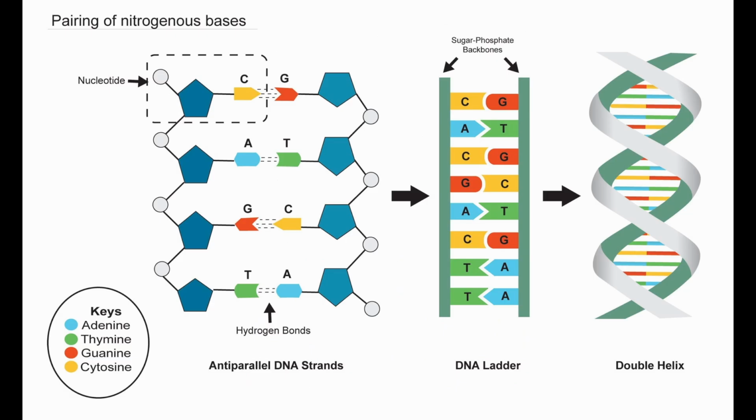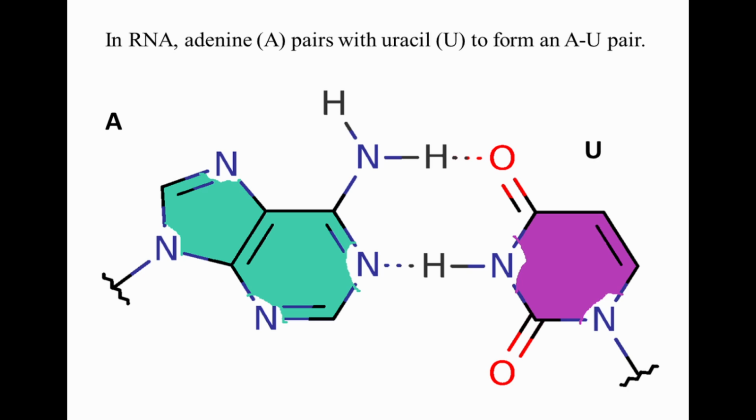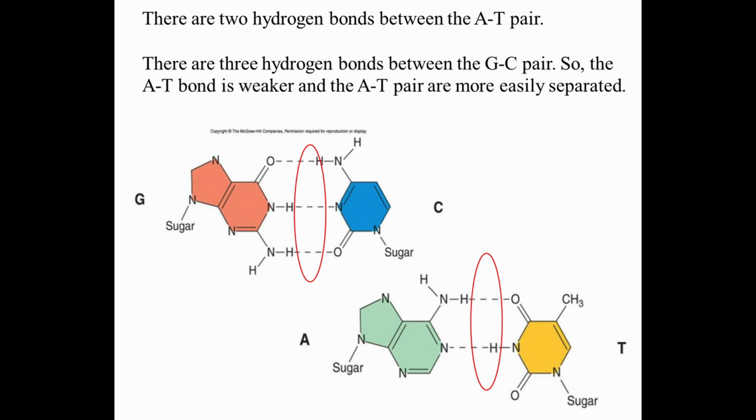The nucleobases guanine G pairs with cytosine C to form a GC pair. In DNA, the nucleobases adenine A pairs with thymine T to form an AT pair. In RNA, adenine A pairs with uracil U to form an AU pair. The bond between the bases are weak hydrogen bonds. There are 2 hydrogen bonds between the AT pair. There are 3 hydrogen bonds between the GC pair.